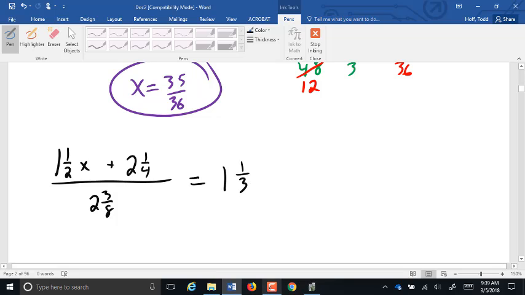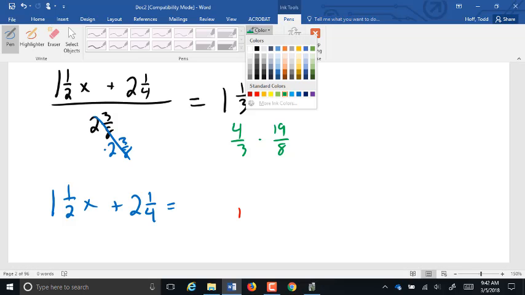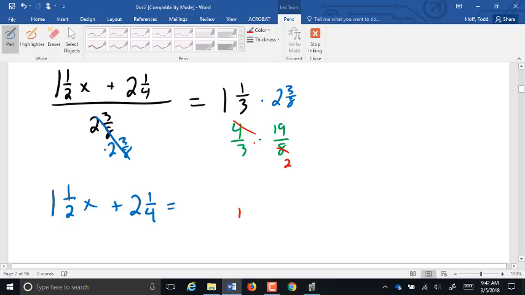I'm going to have you try that one, see what you come up with. So we start out, we have to multiply by the 2 3/8. So on the left side, we have the 1.5x plus 2 1/4 equals, well, 1 1/3 becomes 4/3. 2 3/8 becomes 19/8. We can cross cancel the 4 and 8 to get 2 and 1. So 1 times 19 is 19. 3 times 2 is 6. So it's 3 and 1/6.